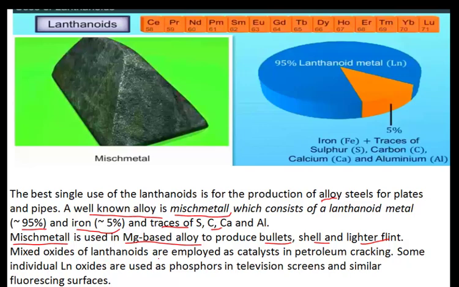Then mixed oxides of lanthanoids are also employed as catalysts in petroleum cracking, and some individual lanthanoid oxides are used as phosphors in television screens and similar fluorescing surfaces. These are the uses of lanthanoids, and in this figure misch metal is given, and this is the composition of misch metal, iron 5% and traces of some elements such as sulfur, carbon. With this we conclude lanthanoids.